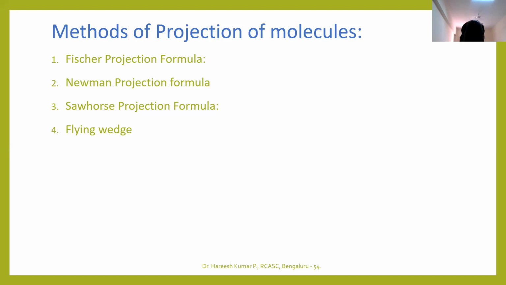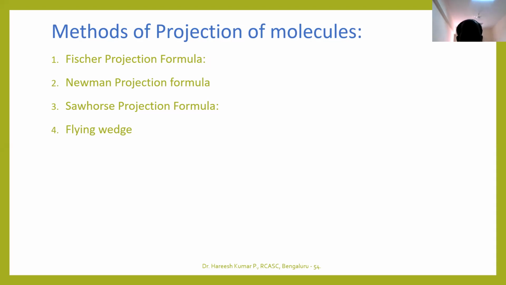Next class is about the methods of projection formulae. Here we are going to discuss what is Fisher projection formulae, what is Newman projection formulae, what is Sawhorse projection formulae, and similarly what is flying wedge projection formulae. And we are also discussing the interconversion, how a Fisher can be converted into Newman, and Newman can be converted into Sawhorse. Those things we will also discuss in today's class with examples.